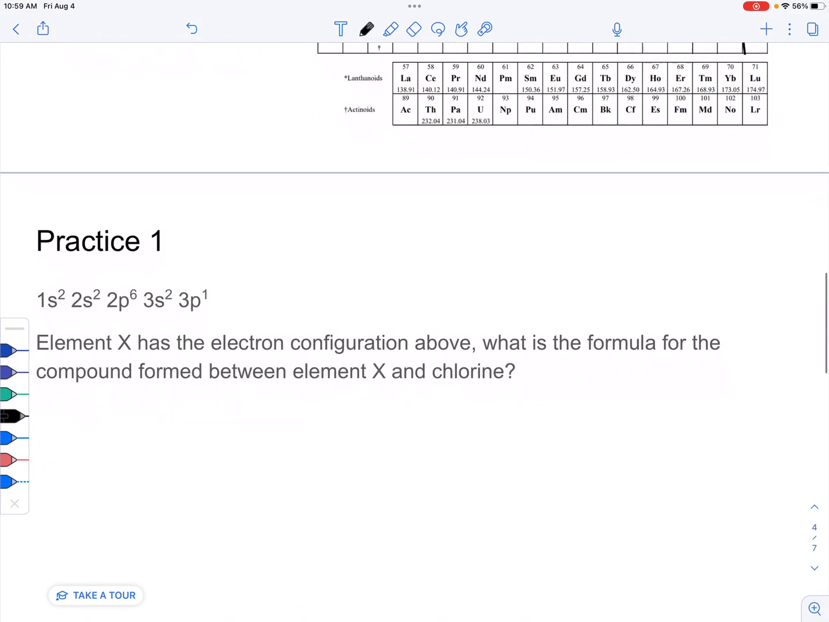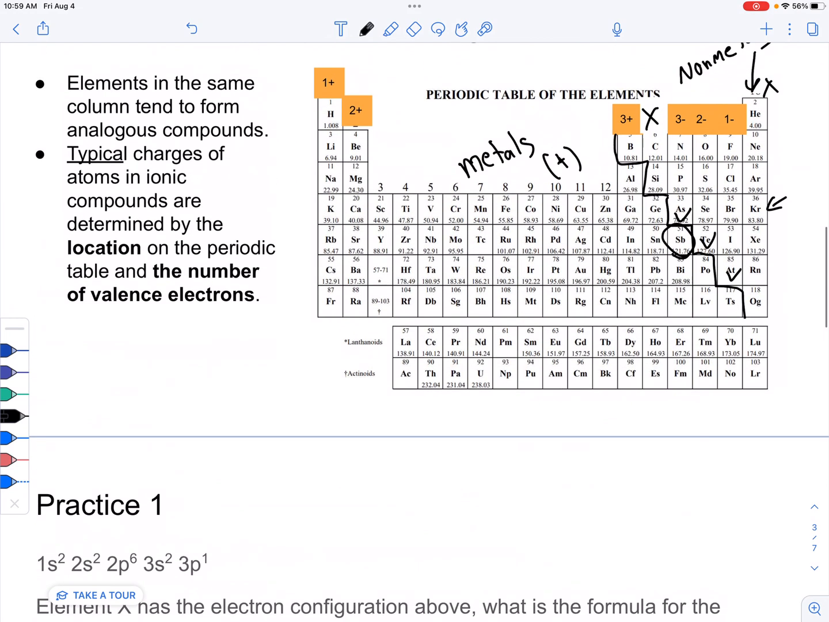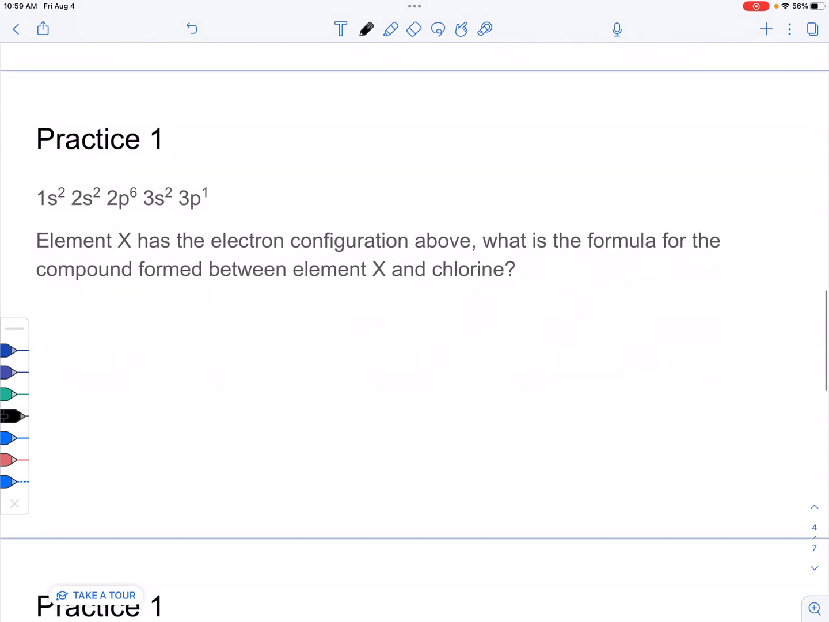Okay, so practice 1, here we go. So here's what happens with AP Chem, different than first year Chem. In first year Chem, we would say, hey, what charge does calcium form? And you'd say, oh, +2, done, move on. Nope, now we're going to layer things on top. That's what makes it Varsity Chem. So now we're going to ask you to combine electron configurations and your knowledge of the charges. Element X has the electron configuration above. What is the formula for the compound formed between element X and chlorine?